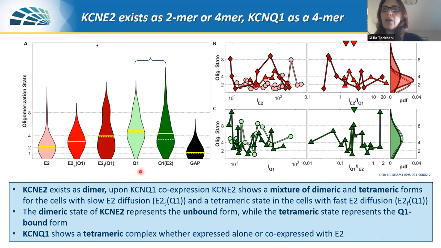While here, you can see that for the Q1, either alone or co-expressed, they exist as a tetramer, and that is confirmed by other studies in the literature. And here, as I mentioned, we have our monomeric control, the GAP EGFP.